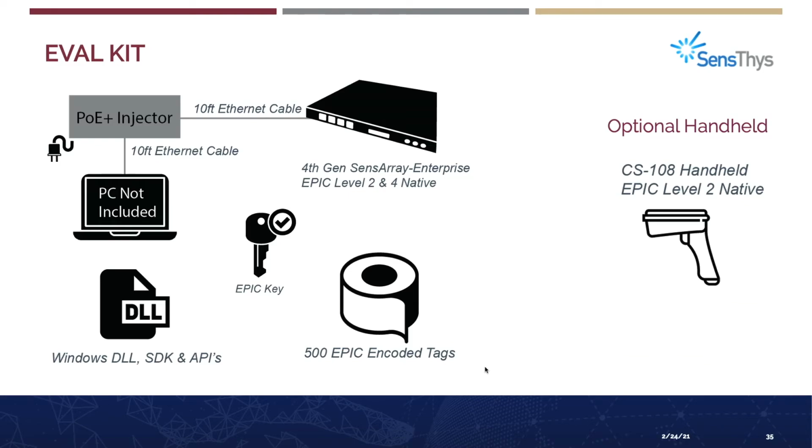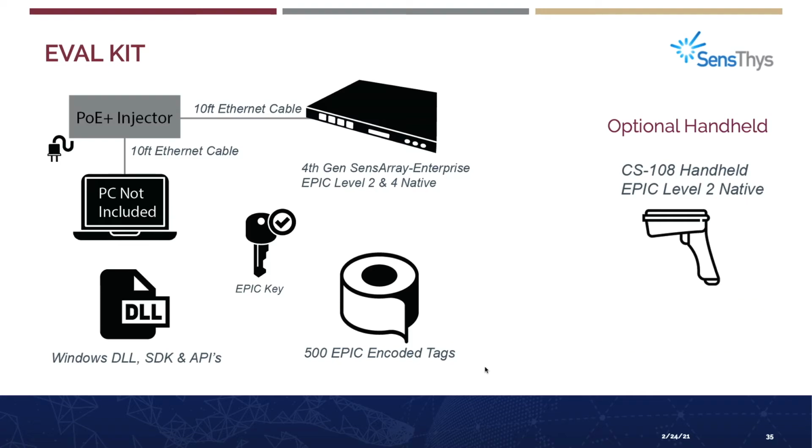There are a couple of different ways you can evaluate this. One way is if you have your own readers, and you like those readers, or you have an existing reader population you need to deal with. You can just pick up some Epic tags. Instead of 500 Epic tags, we thought 50 was plenty. What you'll get from us is your own customer key, 50 tags, and some software that you can put into a computer.